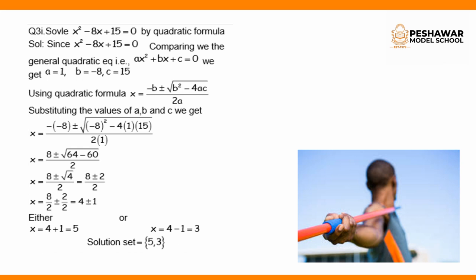So we will have x is equal to 8 plus minus square root 4 divided by 2. Square root of 4 is 2, so we will write it as 8 plus minus 2 divided by 2. Simply divide 8 by 2 and also divide 2 by 2, so we will have 4 plus minus 1. So writing it once with positive sign and second with negative sign, we will have the solutions at 5 and 3.